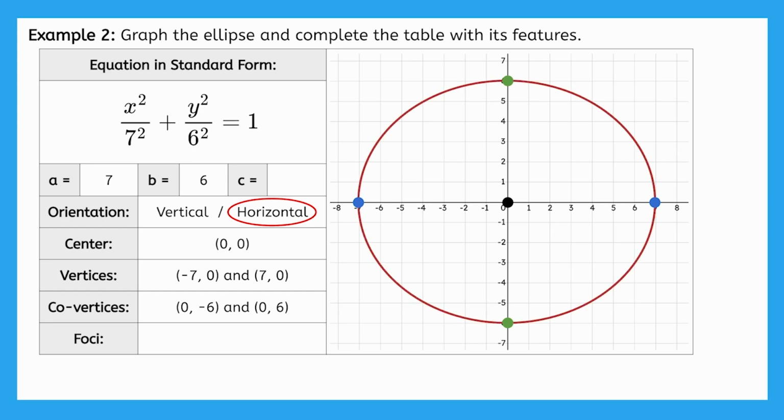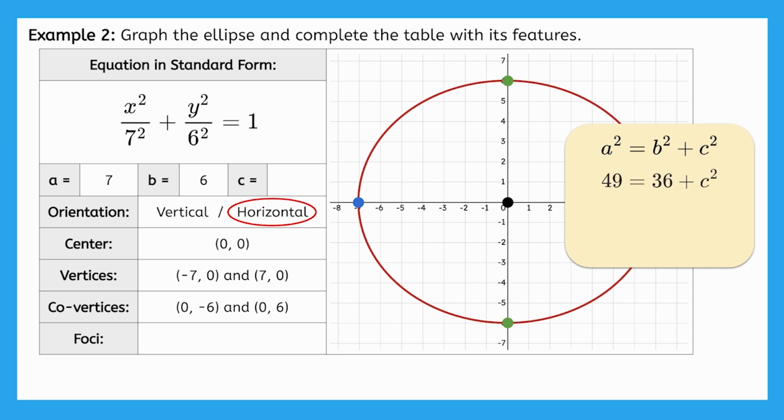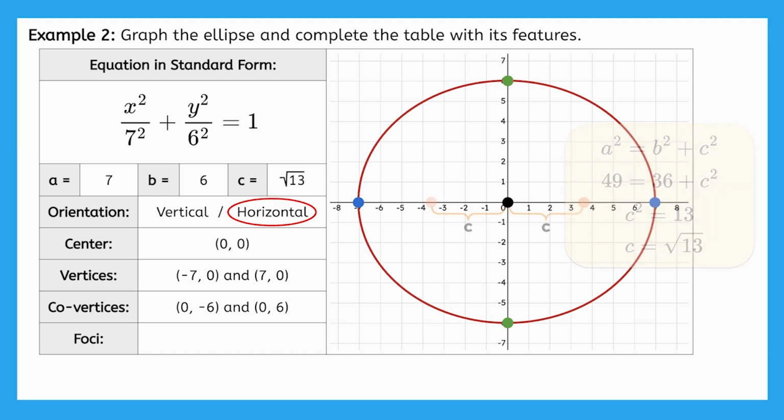Finally, we can use a and b to find that c equals the square root of 13, which lands our foci around 3.6 units away from the center at (negative square root of 13, 0) and (square root of 13, 0). It's important to note that the center and the foci are not actually part of the ellipse, but it's helpful to plot them for reference.